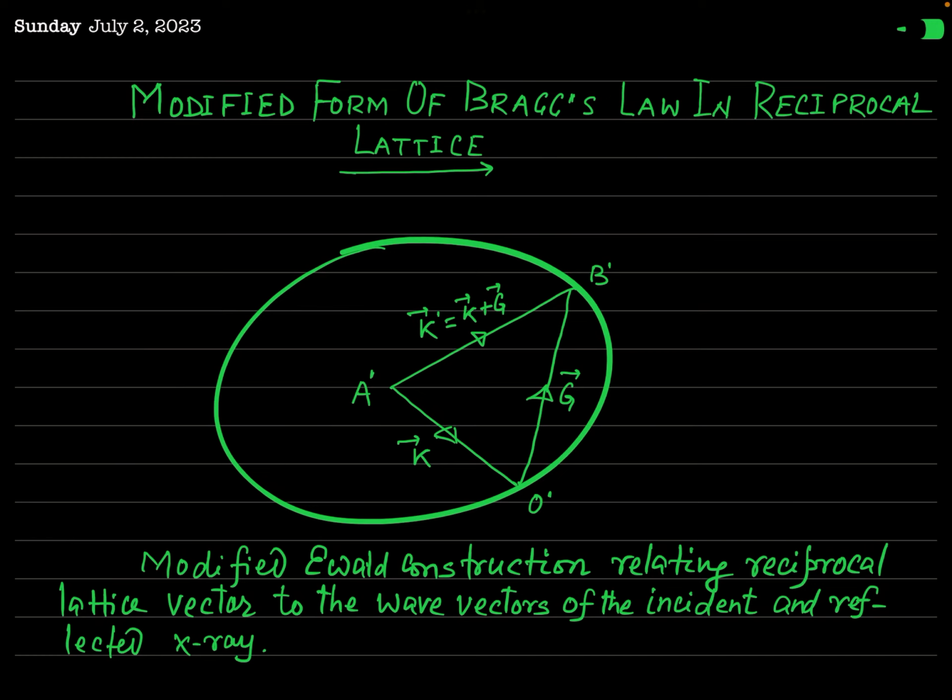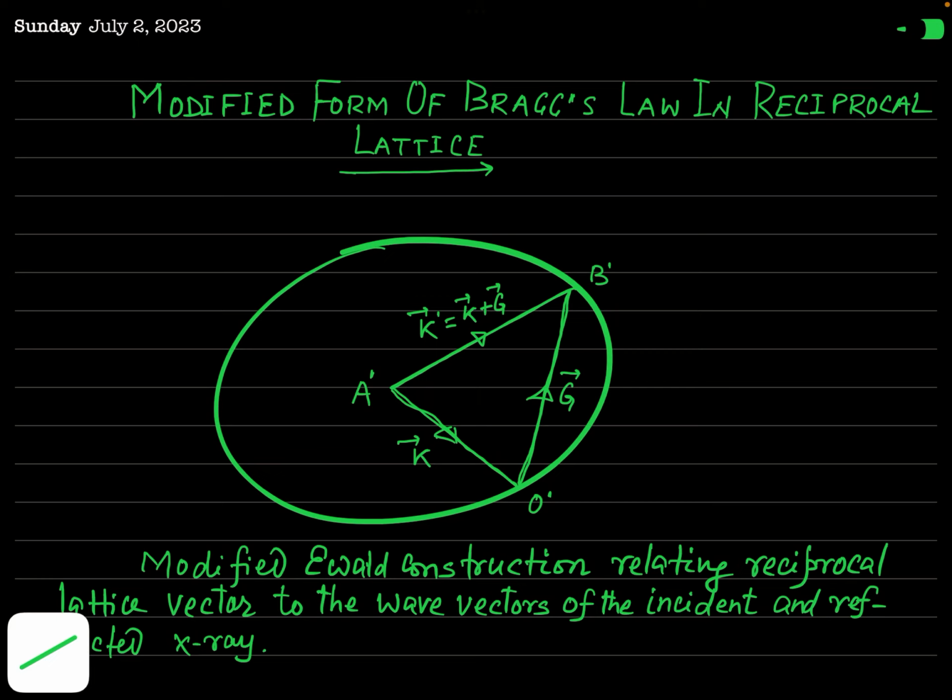So you can see that the new vectors are A prime O prime. See this figure. A prime O prime. This is the new vector for AO. The new vector for OB is O prime B prime. Okay. And for AB, this is A prime B prime.